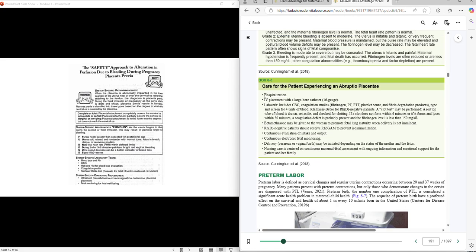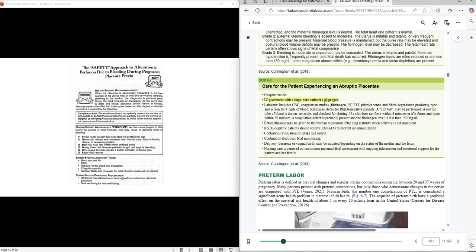Box 6-3 on page 152. Caring for a woman that has abruption, abruptio placentae or placental abruption. This box is a wink and lollipop. Okay, you need to have a huge IV going for her. She's probably going to be receiving packed red blood cells, all the things.